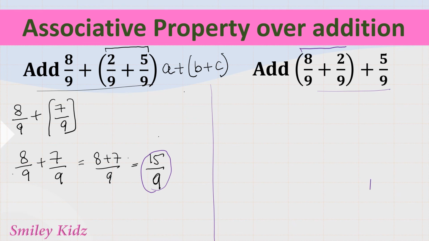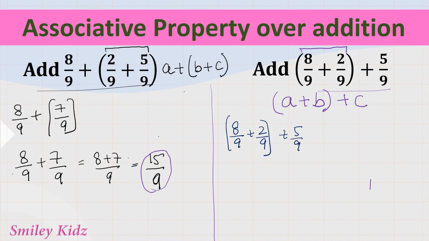Here we are having A and B in brackets. So our property says that (A plus B) will be in brackets plus C. So first we will be solving the brackets part. That is 8 by 9 plus 2 by 9, which is equal to 10 by 9. 10 by 9 plus 5 by 9 will be equal to 10 plus 5 by 9, which is equal to 15 by 9.